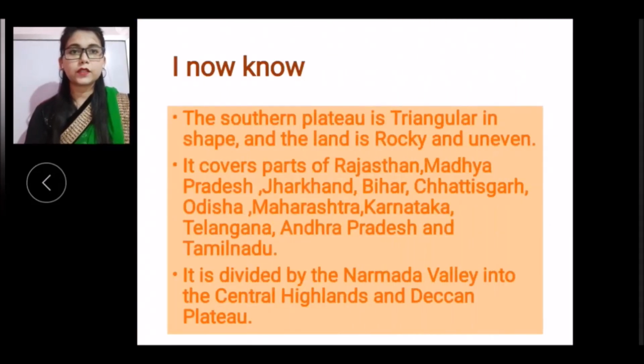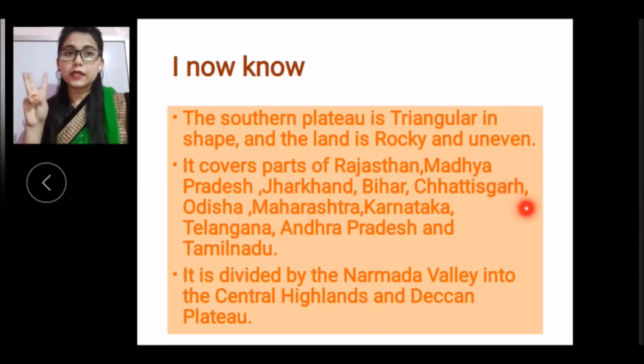Now let's move further and we have reached the end of the chapter. So let's talk about that. The southern plateau is triangular in shape and the land is rocky and uneven. It covers parts of Rajasthan, Madhya Pradesh, Jharkhand, Bihar, Chhattisgarh, Odisha, Maharashtra, Karnataka, Telangana, Andhra Pradesh, and Tamil Nadu. It is divided by the Narmada Valley into the Central Highlands and Deccan Plateau.